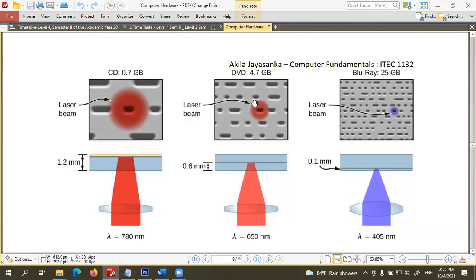Then if we consider a DVD, you can see the surface. The size of these pits and bumps is much smaller, so a much greater capacity than CDs can be stored on DVDs. Again, this is the surface of a Blu-ray disc. Using a Blu-ray disc, we can store 25 GB of data. You can see the size of these pits and bumps is very small, and a blue laser beam is used to read this data, which has a 0.1 millimeter wavelength.